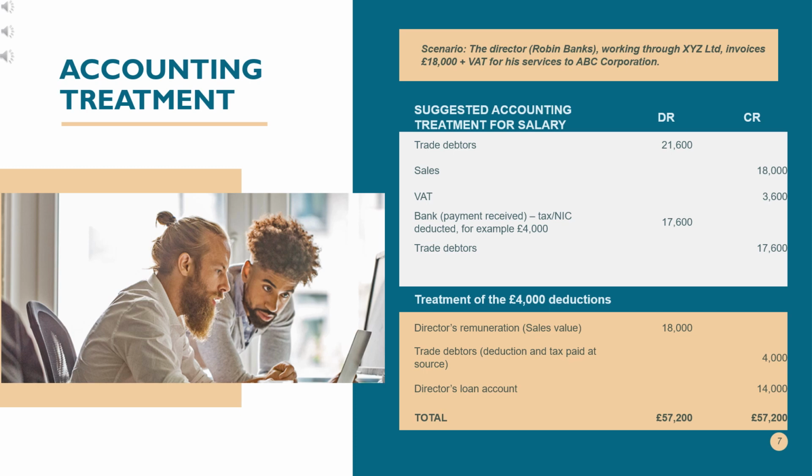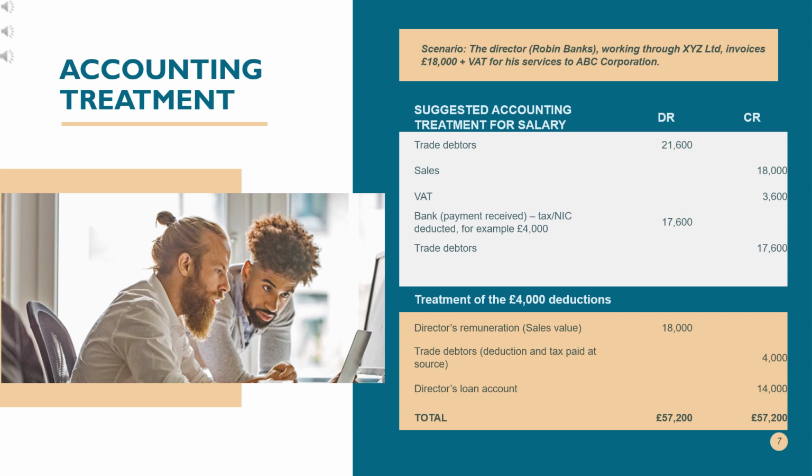However, ABC Corporation is only going to pay 17,600. That's because they're paying their invoice net of PAYE and national insurance contributions. We're just taking an example that that tax amount sums up to 4,000. That figure will now be credited to the debtor's account. So therefore, the trade debtor amount is reduced by the 17,600. That will leave a balance of 4,000. How do we treat the 4,000 deduction?